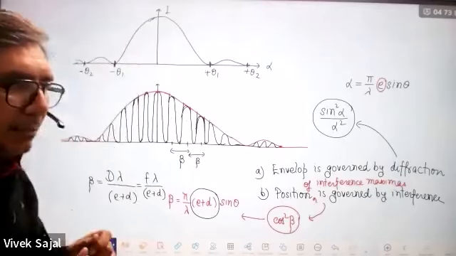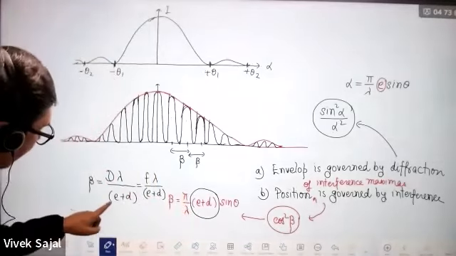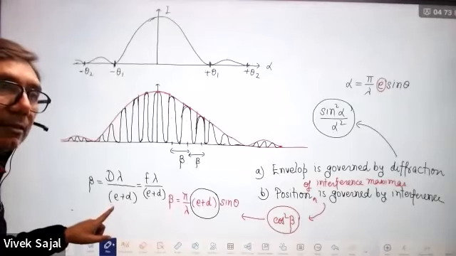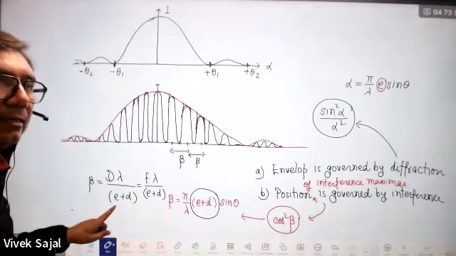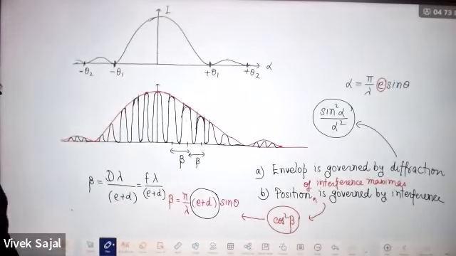But here, because the slit width is of the order of lambda, this is the separation between two slits, E plus D. Here you are considering the width of the slit also. Okay? You are considering the width of the slit also. That's the reason you are going to get this type of pattern.